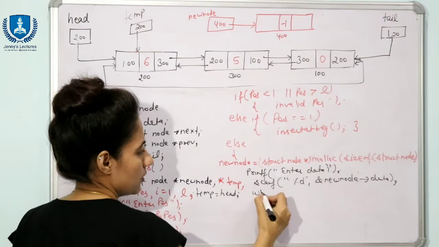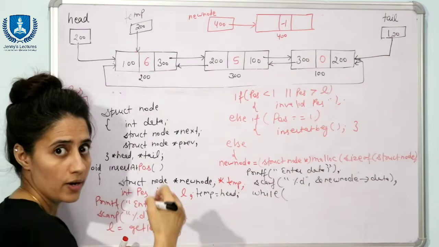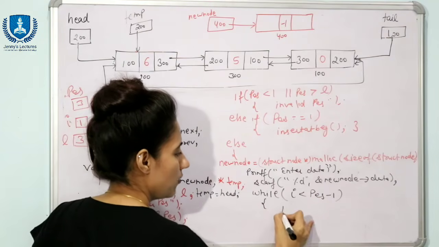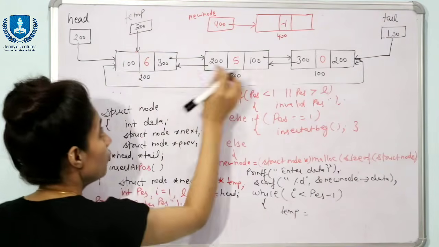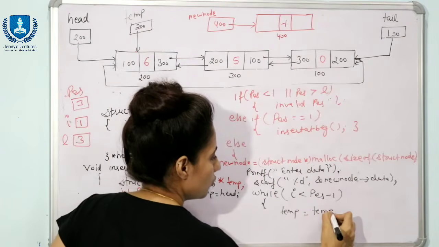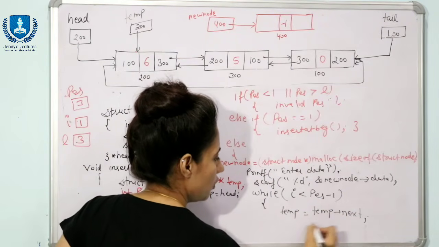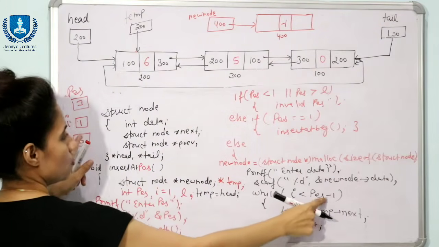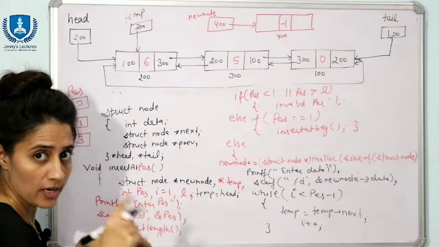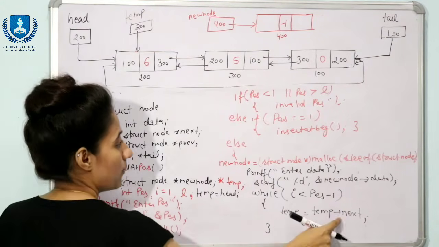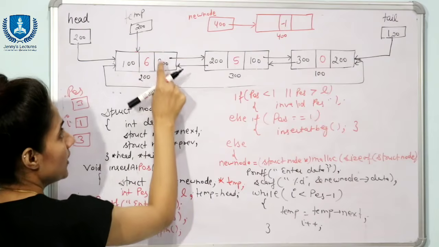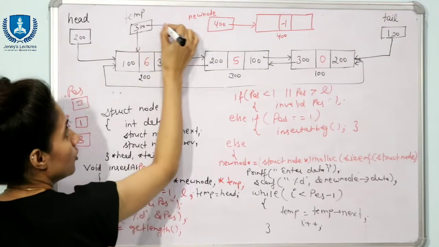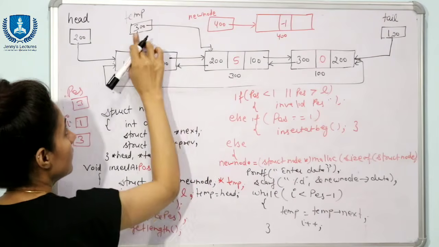Now we will start a traversing. We will apply a while loop. While I less than position -1, till position -1 we are going to traverse. Till then we are going to move this temp. So temp is equal to temp of next, and what? I plus plus. So here you can see I value is 1, position -1, position is 3, that is 2, 1 less than 2, yes. Temp is equal to temp of next. Temp is pointing to this node, temp next is 300, so this 300 would be stored here now. So now temp is pointing to this node, right?